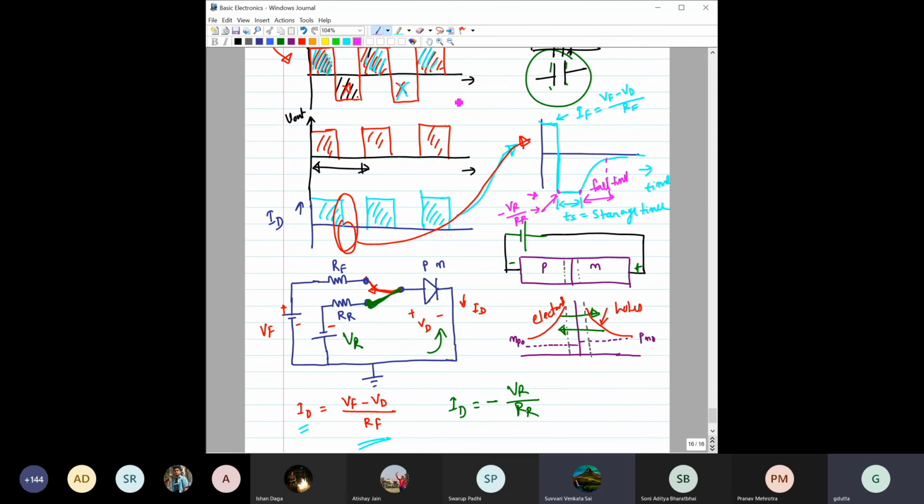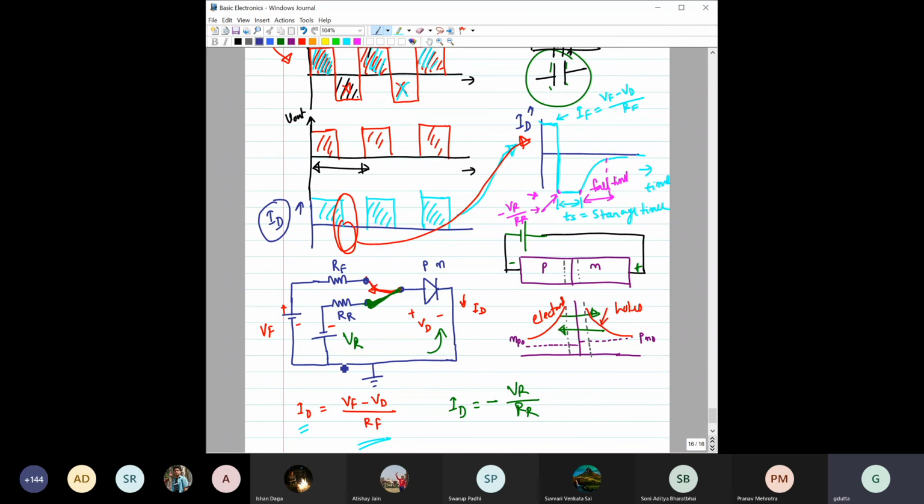So what I showed is that, yes, I have mentioned it here. You see that we are now plotting the current, not the voltage, right? So these charges have to be removed, and once these charges are removed, that will produce an immediate opposite current.